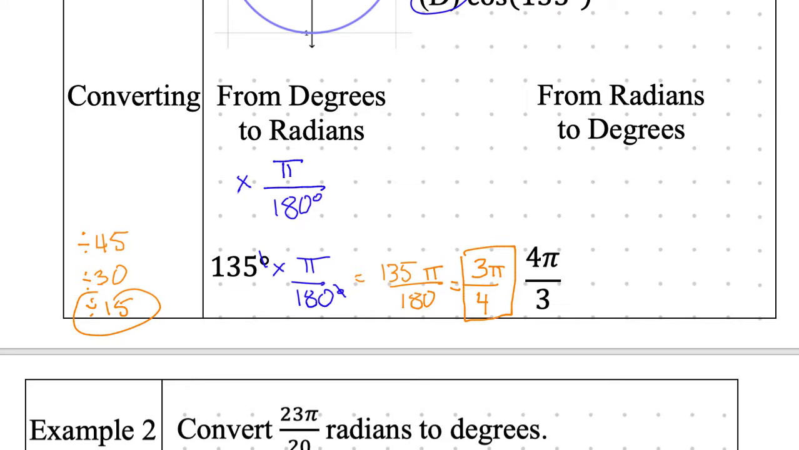Good job. How do I convert from radians to degrees? What do I multiply by? 180 degrees over pi radians. There it is. So if I want to convert 4 pi over 3 to degrees, I multiply by 180 degrees over pi. Notice that the pi's cancel out, and I'm left with a unit of degrees. So that's why I've done it correctly.